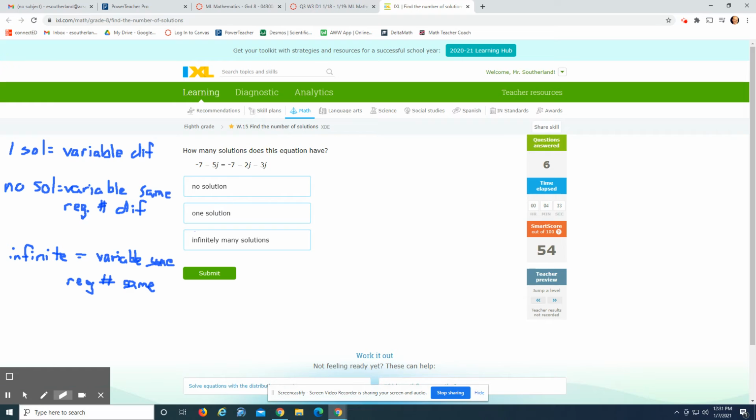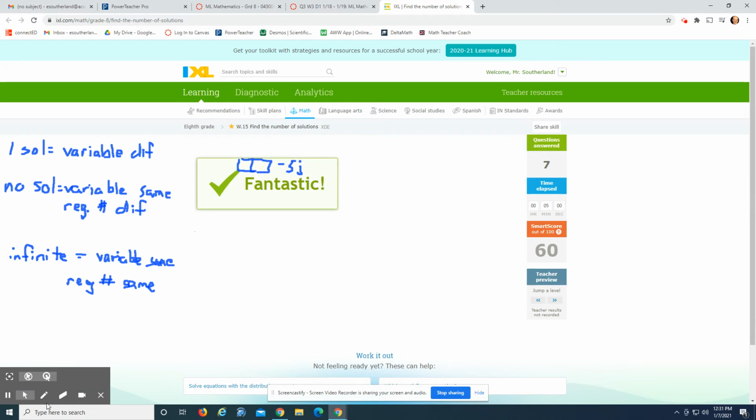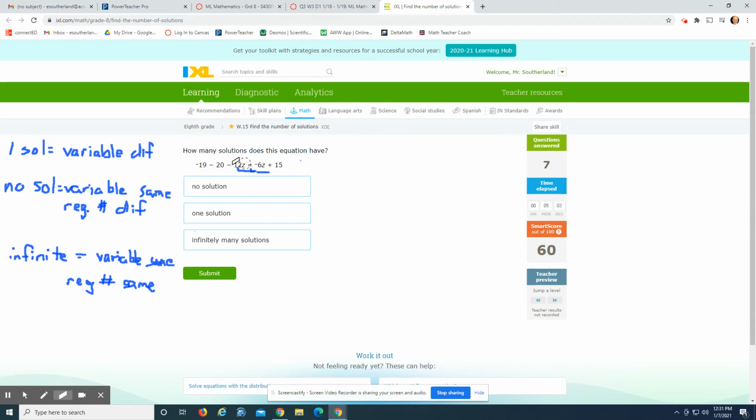This is going to happen a lot, where when you have infinite solutions, they're trying to trick you. So you've got to combine like terms here. You've got -3 and -2, and when we combine them, they come out to be -5j. And now we have -5j, -5j, -7, -7, which means everything's the same and it's infinitely many solutions. You have to check this over and over again. But as soon as you see -12z, -6z, they're not the same. One solution.